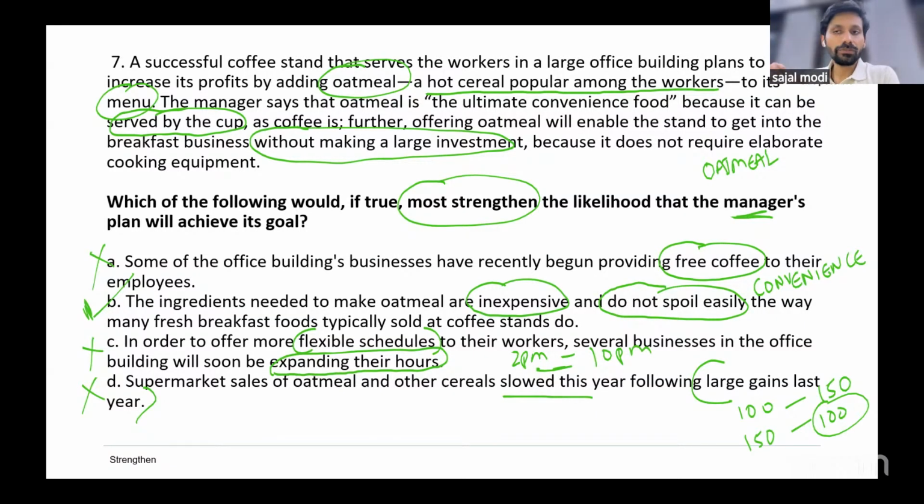In the next class, we will take up weaken the argument, right? Again, we'll discuss the concept and apply it on some previous year questions, okay?